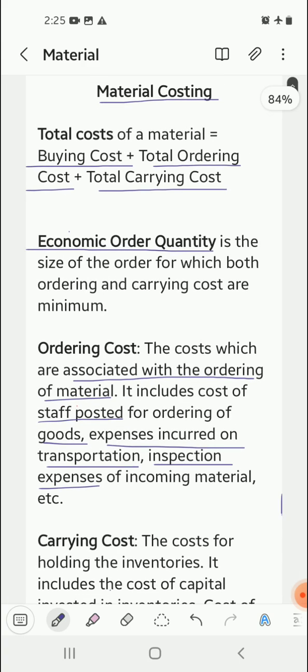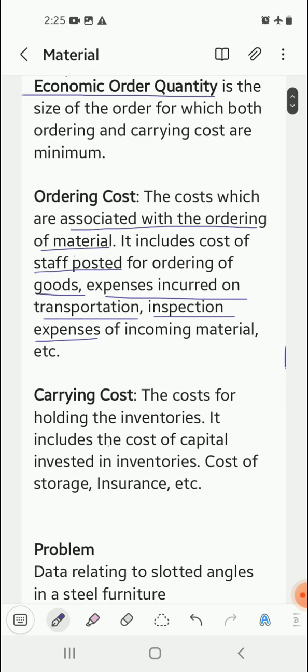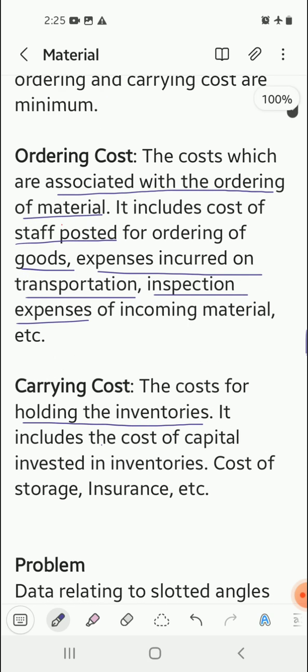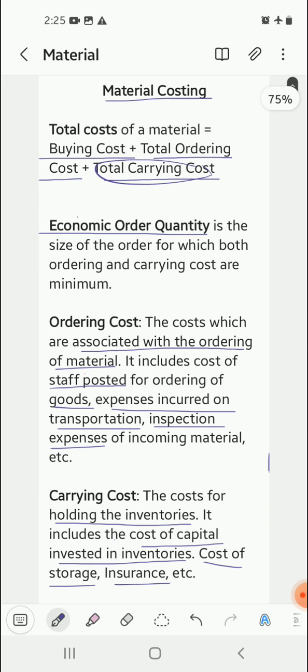And total carrying cost. Here the carrying cost refers to the cost of holding the inventory. That is, if you're holding the inventory, a certain expense is incurred. So it includes the cost of capital invested in inventories, which means the capital which is blocked in the form of inventories. And it is the cost of storage, because you have to pay a certain amount of money for storing the commodity as in warehousing, and for its safety. Insurance is also a type of expense related to it. Now, the summation of all these together is known as the total cost.